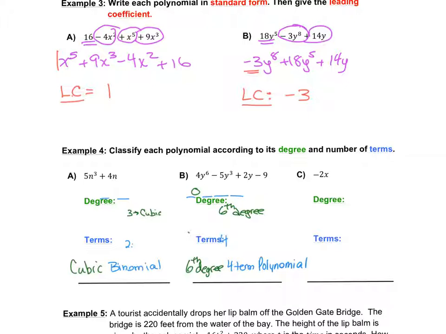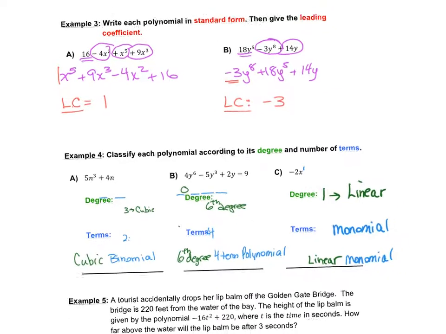The next one, degree. Well, the exponent is 1 right there, so it's got a 1. Degree of 1 is called linear, and there's only one term, so it's a monomial. So we would call this a linear monomial. So the name of the polynomial will always be, the first name of the polynomial is by degree, the second name, or the last name, is by number of terms.